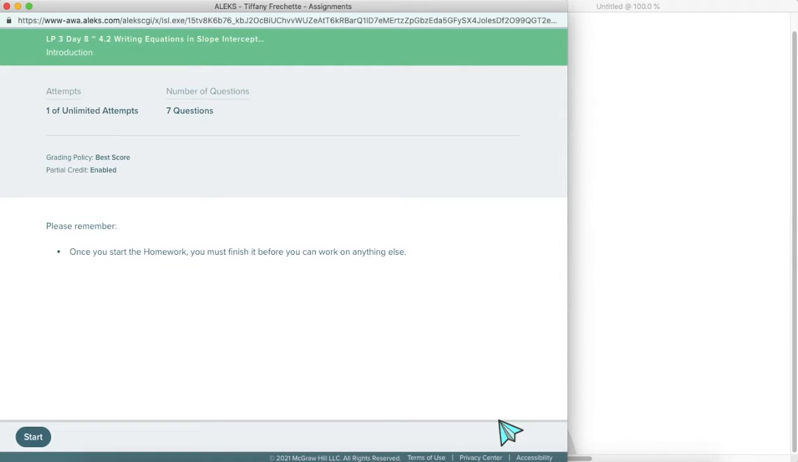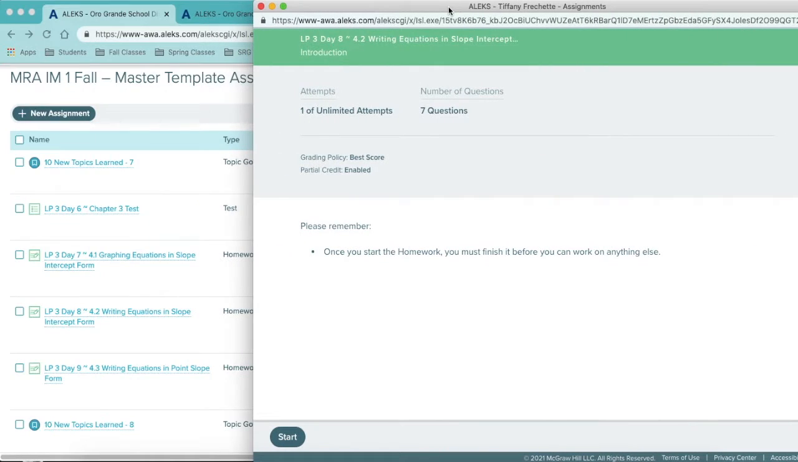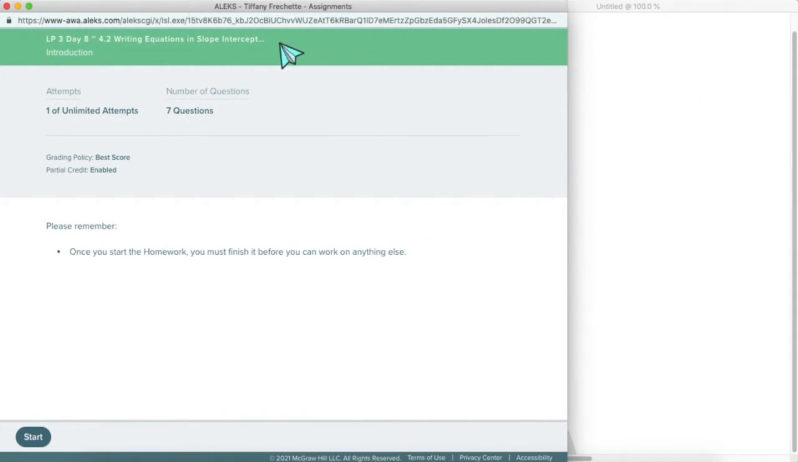All right, we are in Chapter 4, Section 2. This is writing equations in slope-intercept form. Sorry, cut off the word there. So there's a couple of things that you will not see on my screen, but you will see on yours.